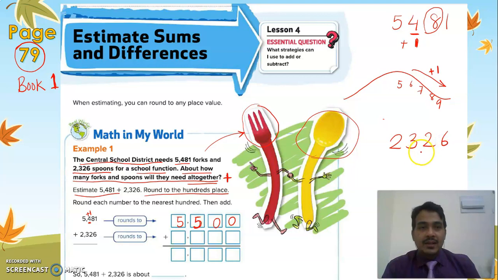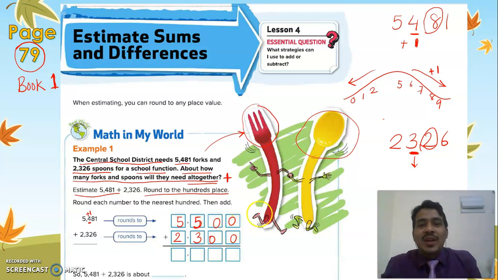2326, and the rounding is to be done at the hundreds place. The next number is 2. If it is 2, we move backward. We don't do +1. We write the rounding number the same. So we get 2, 3, and to the right of the rounding number, put all zeros.